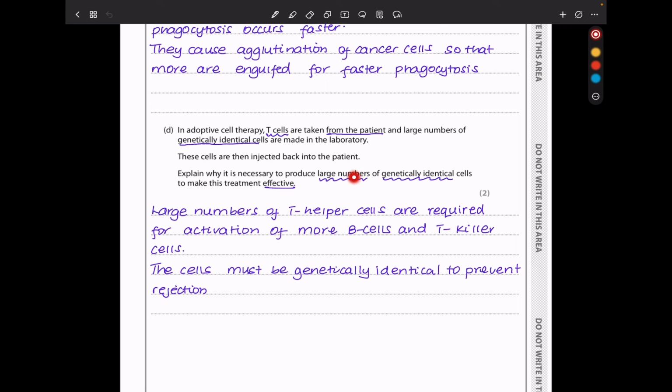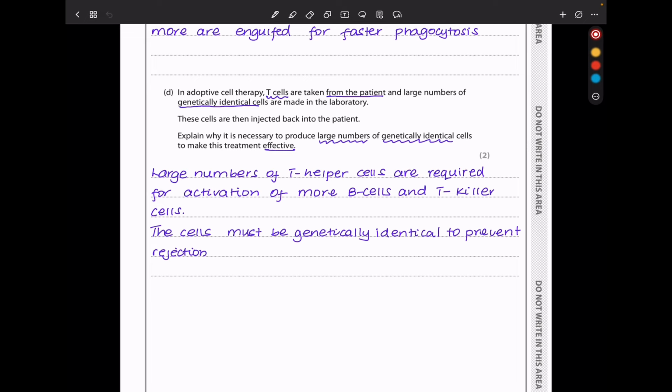So there should be large numbers because we need more T cells or T helper cells to stimulate the B cells as well as the T killer cells into action. And we need them to be genetically identical so that they can cause the same effect, meaning to prevent rejection in the body. So I said large numbers of T helper cells are required for activation of more B cells and T killer cells. The cells must be genetically identical to prevent rejection.